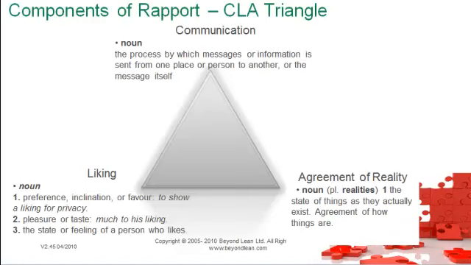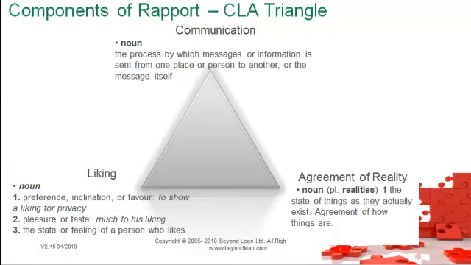So another thing to look for here, the components of rapport. So the CLA triangle. You've got communication, the process by which messages or information is sent from one place or person to another, or the message itself. The best way to communicate with anyone is in person, not by email, not by phone, in person. Only 7% of the communicated message is actually contained in the words. The other 93% is in the tone, the body language, the facial expressions, etc.